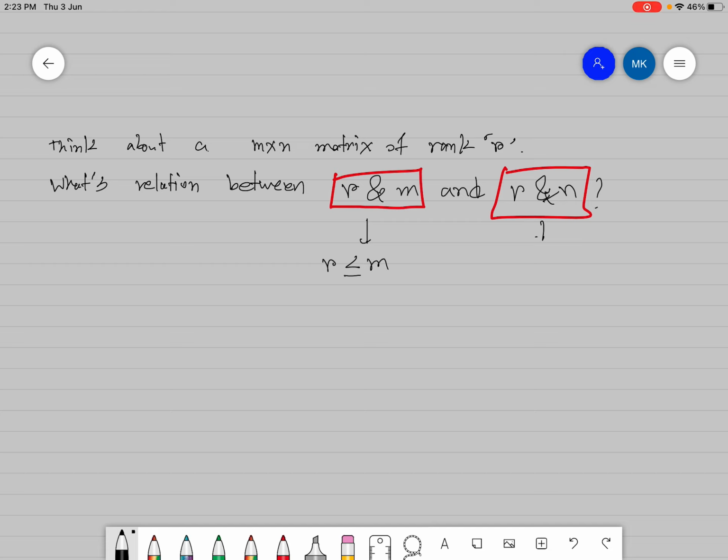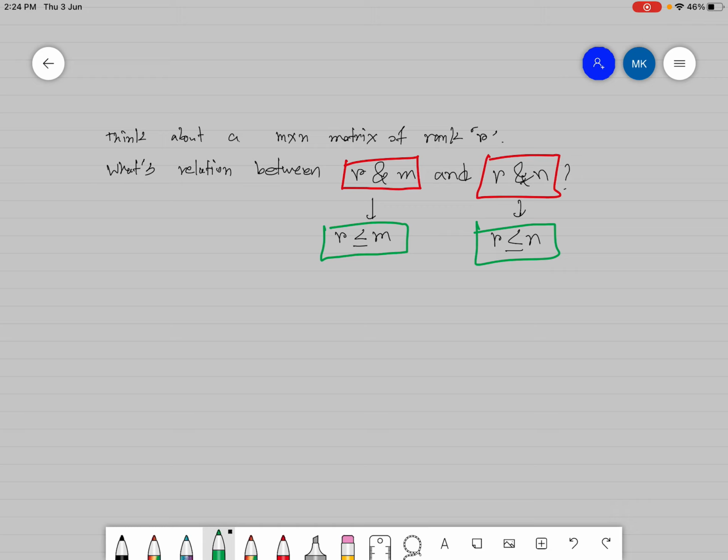Okay, the same goes for n. If you have a 1 by 3 matrix, then you'll have a maximum of 1 pivot, not more than that. Okay, because you have only 1 row. So the same goes for r and n, that r might be equal to n, or it should be less than that. Okay, so these are pretty easy things.